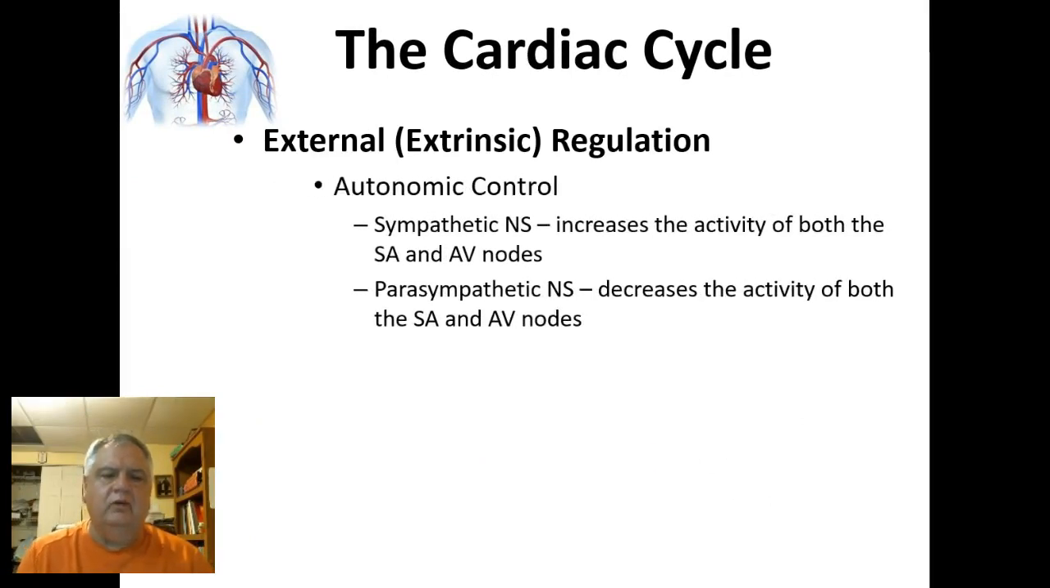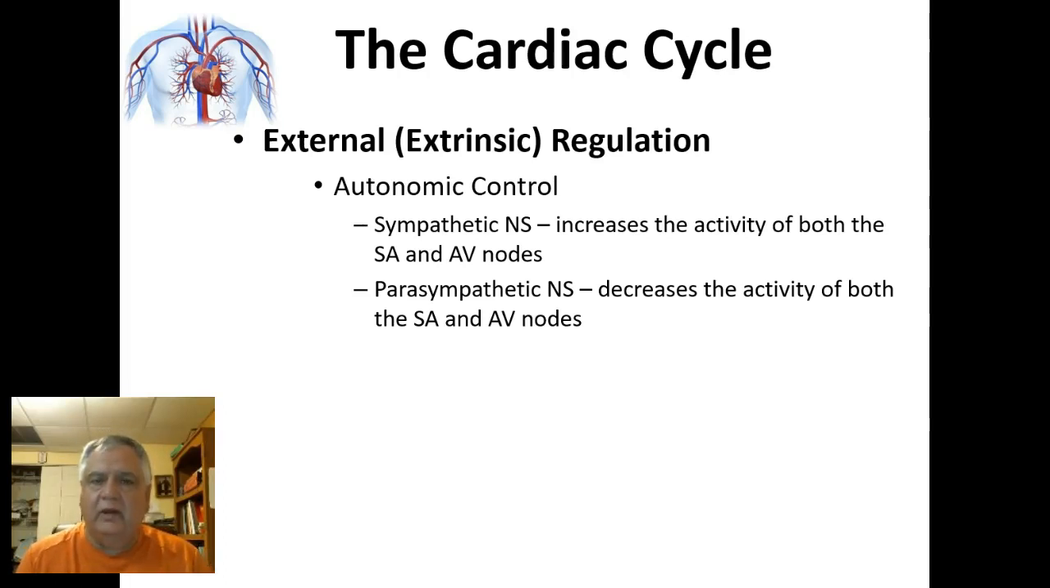Okay, so now let's take a look at external or extrinsic regulation. Regulation of the heartbeat from somewhere else, from outside the heart itself. And external or extrinsic regulation is associated with the autonomic nervous system. It's the job of the autonomic nervous system. So external or extrinsic regulation is under autonomic control. Now recall that the autonomic nervous system has two branches, the sympathetic branch and the parasympathetic branch.